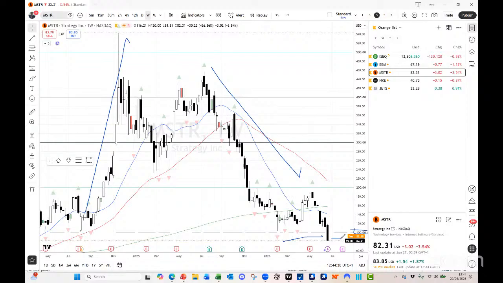So what happened, of course, is Saylor bought billions' worth of Bitcoin, and now with the fall in the Bitcoin price, Strategy's valuation has fallen below the value of its Bitcoin holdings. That's pretty significant.